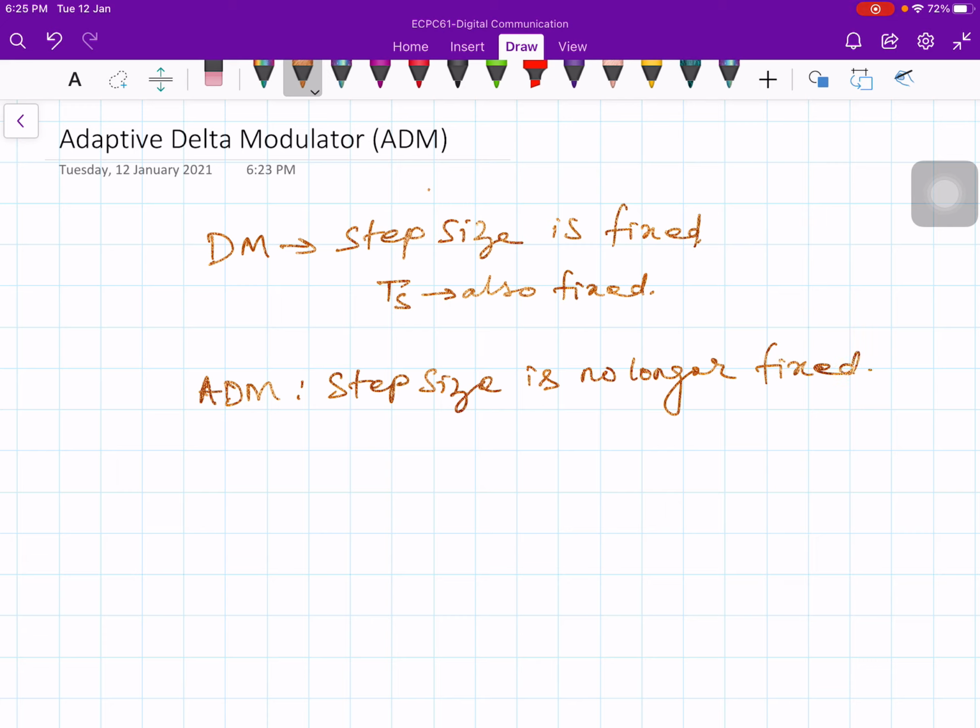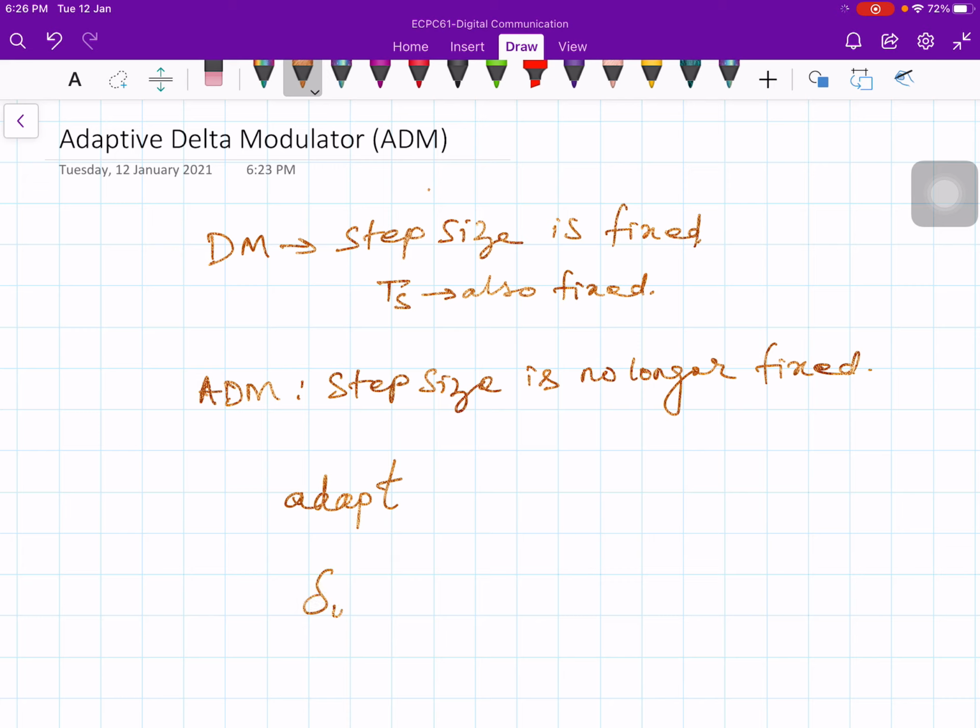Therefore, whenever slope overload distortion occurs, you increase the step size, and whenever granular noise occurs, you reduce the step size. Adaptively you change the step size in order to remove these two problems. The step size is made to vary according to the incoming message signal, so it adapts with the nature of the signal.